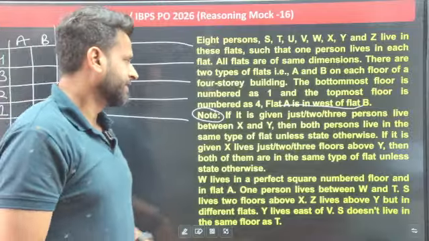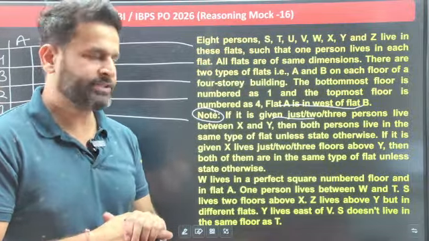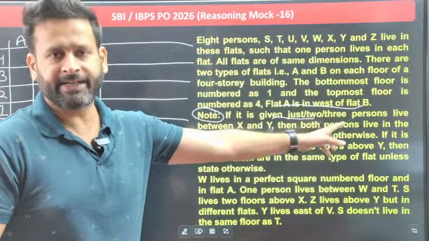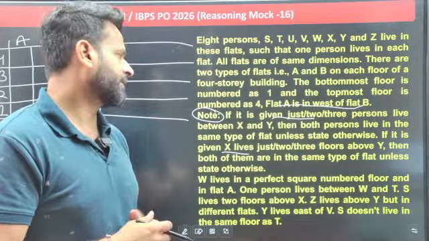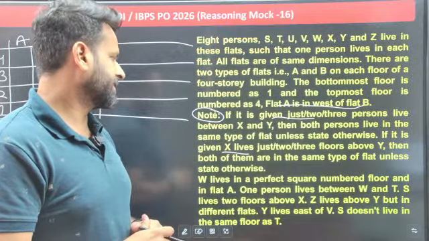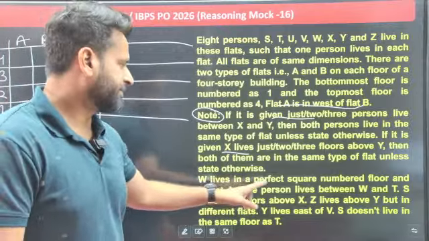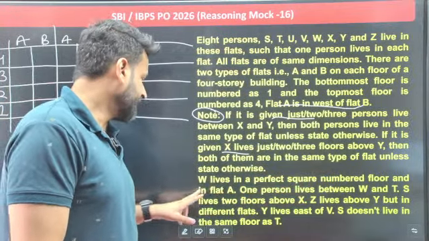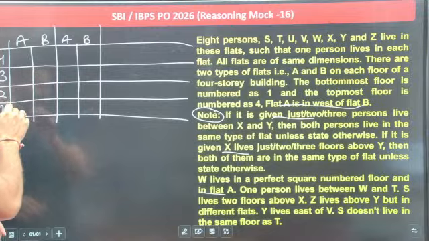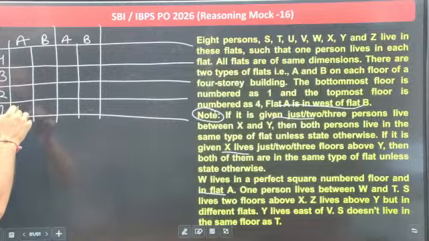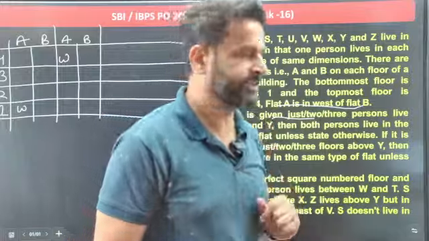Let us read the condition. If it is given that just two or three persons live between X and Y, then both are living in the same type of flat unless stated otherwise. If it is given that X is living just one floor above, then both are in the same type of flat. W is living in a perfect square numbered floor and in flat A. Flat A and the perfect square number floor. This can be W or this can be W. 1 is a perfect square of 1, 4 is a perfect square of 2.